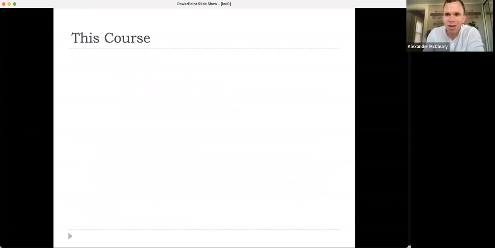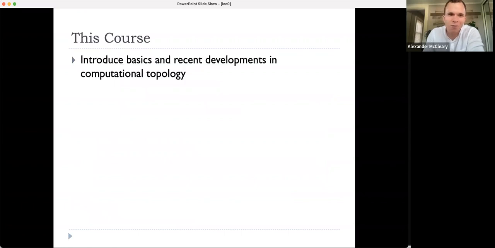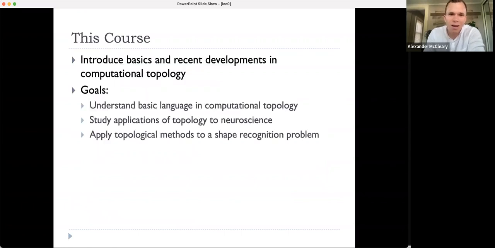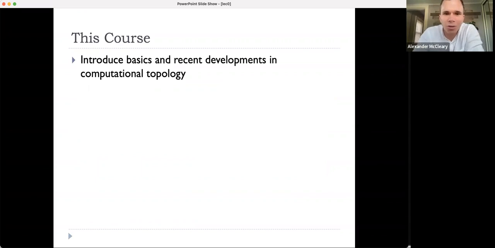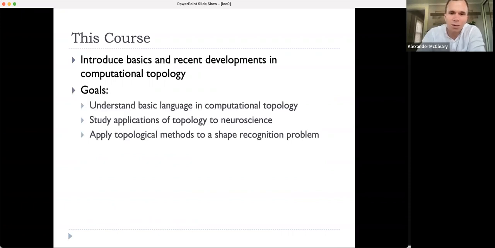Okay, so now let's look at the last question. What can we expect from this course? Well, we're going to introduce basic concepts and basic language in computational topology and look at some recent developments. We have really three main goals. The first goal is to understand the language in topology and computational topology. We also want to study applications of computational topology to neuroscience. And finally, we want to look at applying topological methods to a shape recognition problem.